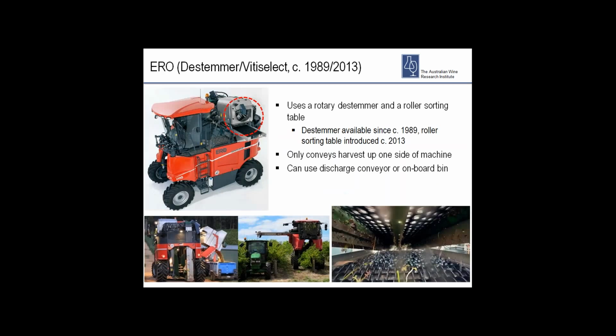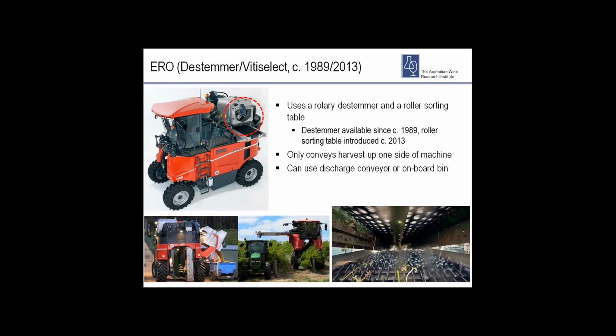With the Braud New Holland, Pellenc and Gregoire systems, one thing is that they are all currently only available on harvester models that use onboard bins. They're not compatible with discharge conveyors that feed a chaser tractor bin, which is probably the most common method used for grape harvesting in Australia.